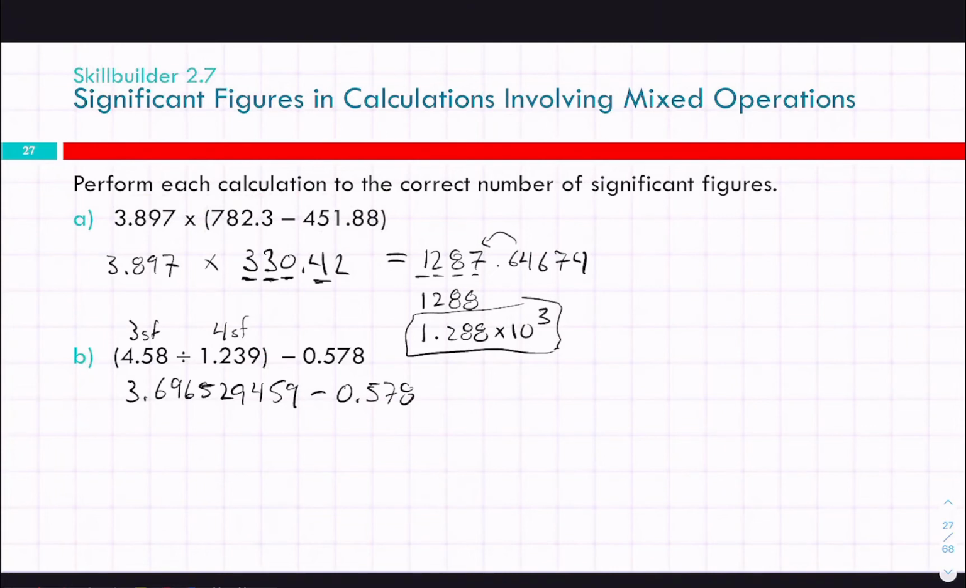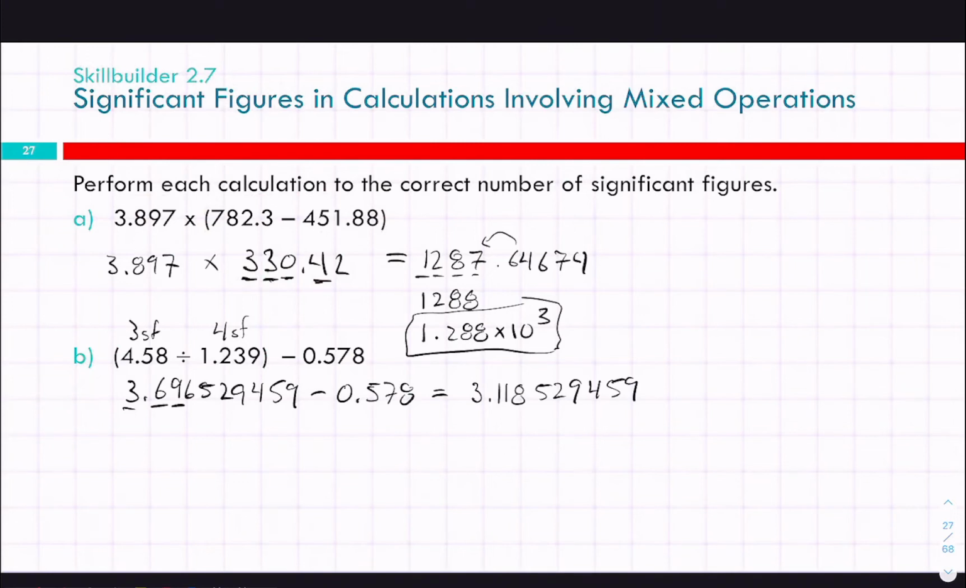And like I did on this first problem, I'm going to mark with underline. I'm going to underline all the digits that are significant, so that in my next step, I know which ones are significant without having to go back and do it all over again, or think about the sig figs again. So we're going to take that number minus 0.578, and that's going to be 3.118529459.